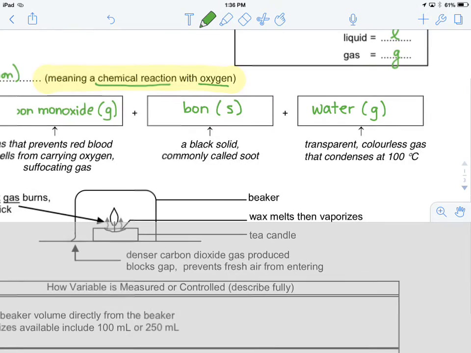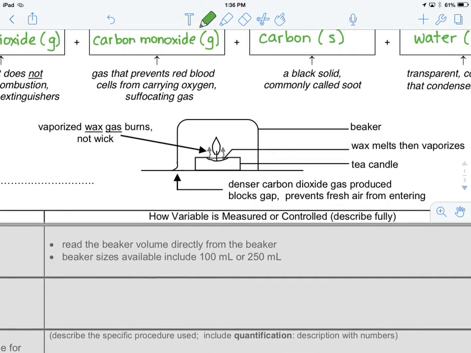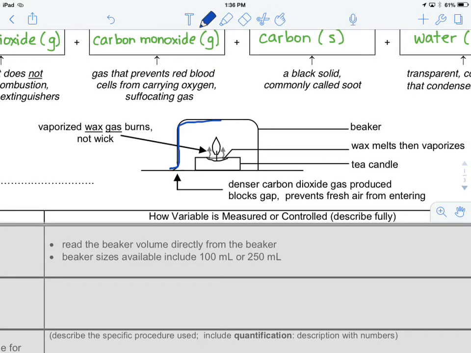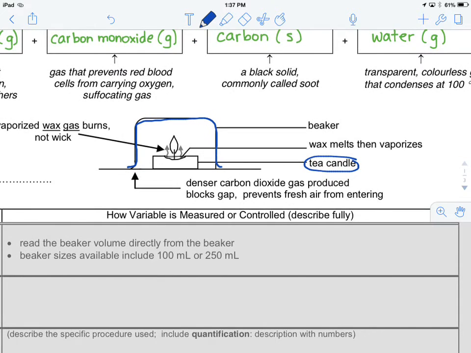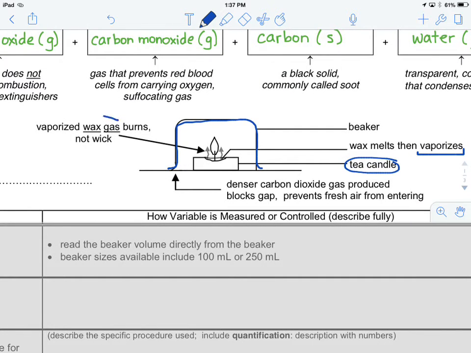Okay? So here, right below this is a little bit of a diagram of what's going to happen. We're going to take this beaker that you see here, and we're going to place it over top of our tea light. What will happen then is that the wax will melt, which you've seen before, and then it not only melts, but it also vaporizes. So it gets so hot that it evaporates, and that's what burns. It's this wax gas that burns. It's not the wick.